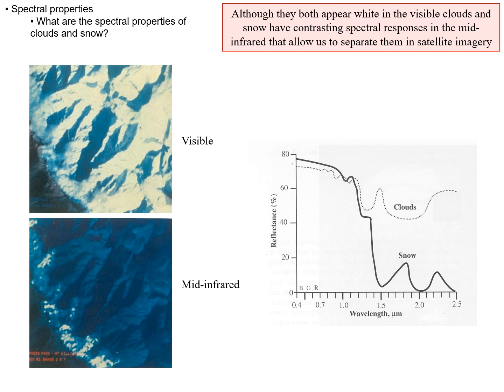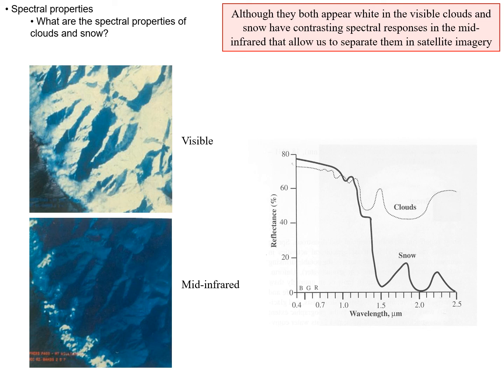Clouds and snow, you may have seen this, they are both white in the visible. Clouds have high reflectance in the mid-infrared as well. This is true because clouds are non-selective scatterers, so they're always going to have high reflectance. Snow, on the other hand, has low reflectance in the mid-infrared.